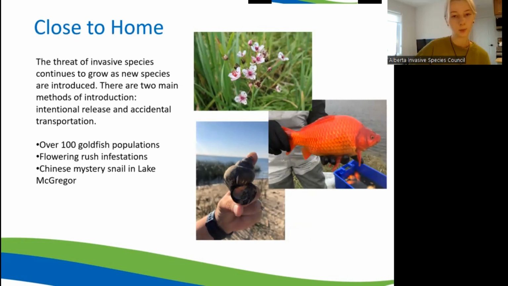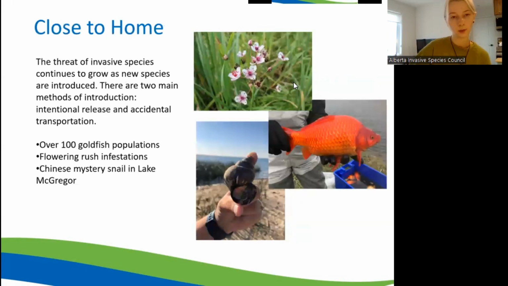Some issues that we have here in Alberta include over 100 goldfish populations. Some of them are as far north as Fort McMurray, and these are the result of intentional release. They can survive our winters and they can increase water turbidity, limiting aquatic plant growth, and they can also contribute to increases in algae blooms.